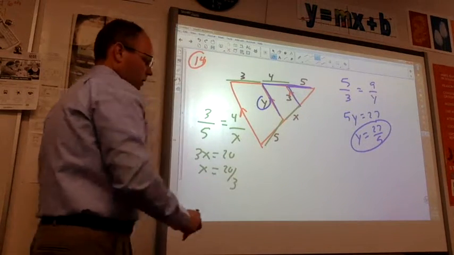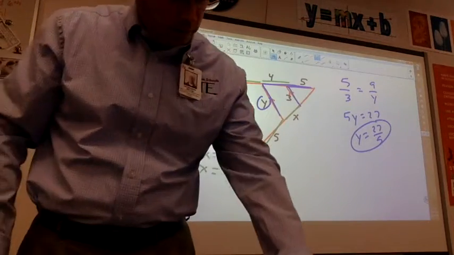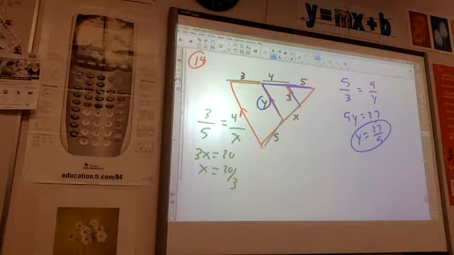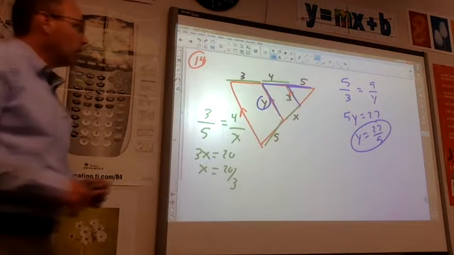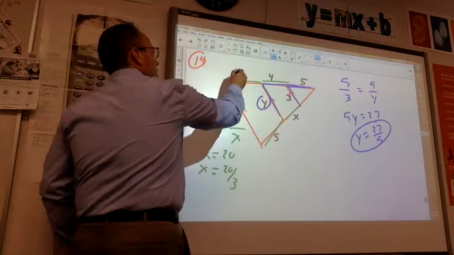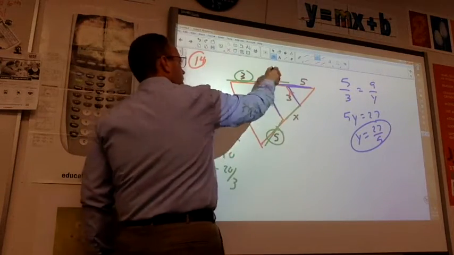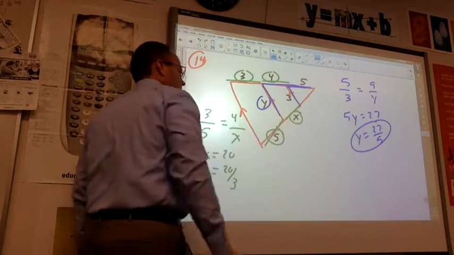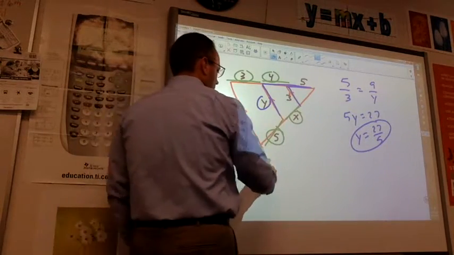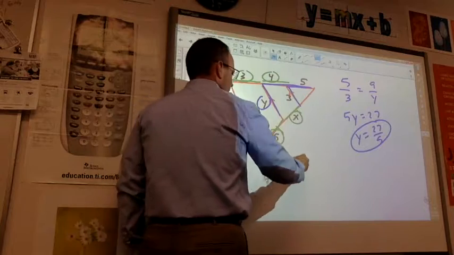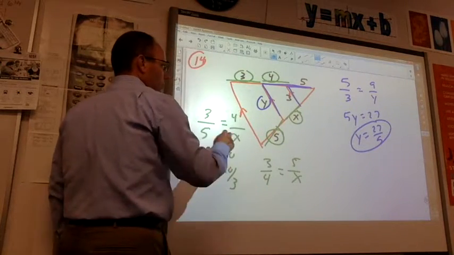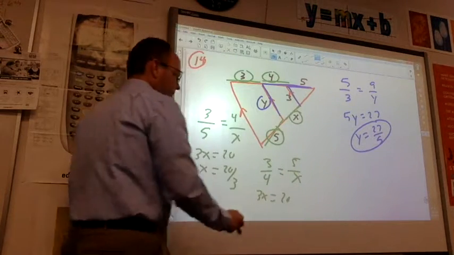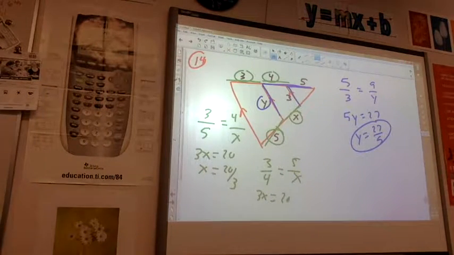Is that even close? Oh, cool. Okay. Oh, I went this 3 over this 5, this 4 over this x. I could have gone 3 over 4 equals 5 over x. That would have been the same thing. Watch. So 3 over 4 equals 5 over x. So then I get 3x equals 20. Still going to come out the same thing.